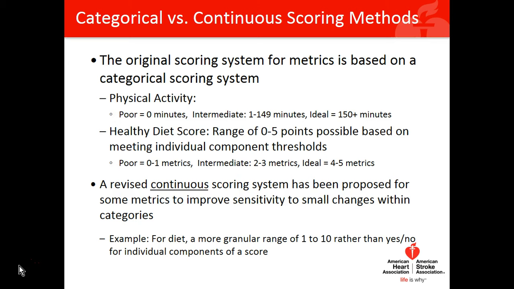So, a revised continuous scoring approach has been proposed for some metrics to improve sensitivity to change within categories. For example, for diet, a more granular range of 1 to 10 within each category, rather than a simple yes-no dichotomous outcome, has been proposed. We'll talk about that a little bit more when we get into discussions of the score itself and the continuous versus the categorical scoring, but just put this concept in the back of your mind because we'll be referring to it through the course of our conversations and discussions.